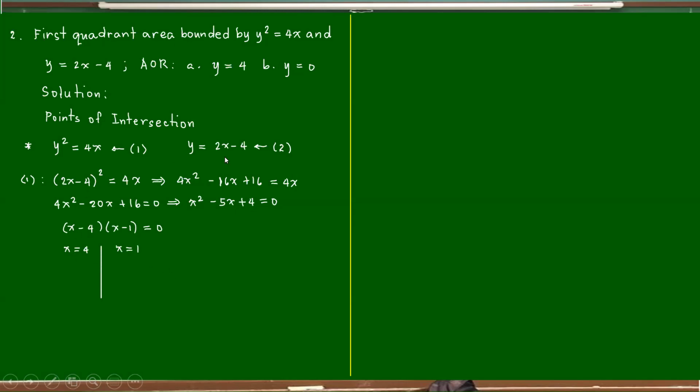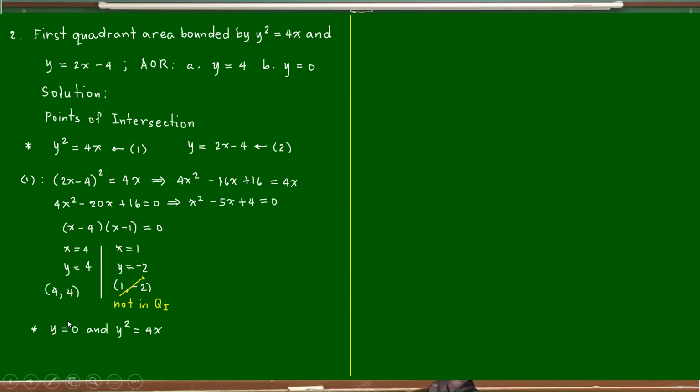When x is 4, we get 8 minus 4, so that is 4. So we have the point 4, 4. When x is 1, we have negative 2. So we have 1, negative 2. But this is not in the first quadrant, so we're not going to include this in our discussion.